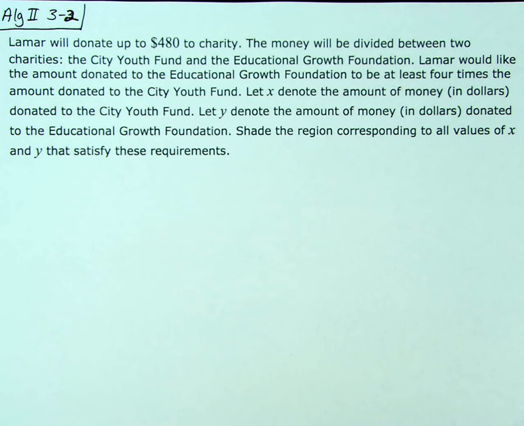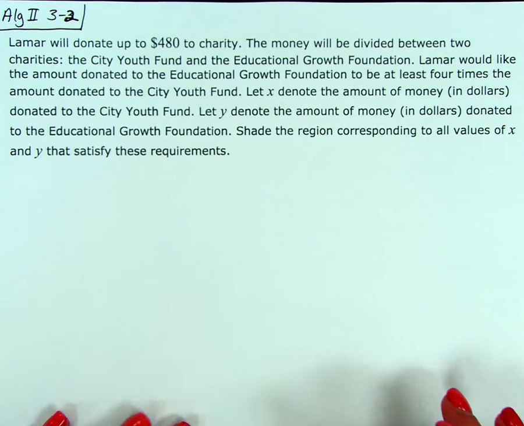Let X denote the amount of money in dollars donated to the City Youth Fund, and let Y denote the amount of money in dollars donated to the Educational Growth Foundation. Shade the region corresponding to all values of X and Y that satisfy these requirements. So for this problem, we have to write our system of inequalities and then graph it and find where all the shading overlaps. And this problem has already told you what your X and Y should be. So that should make writing the equations a little bit easier.